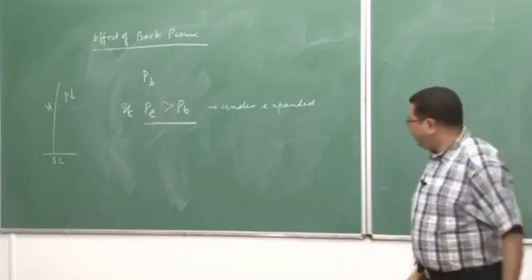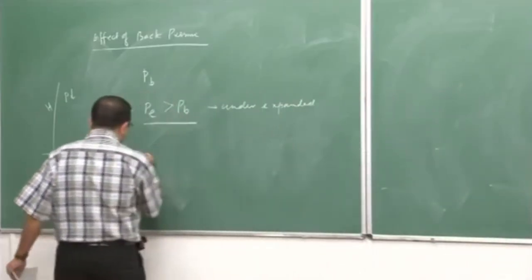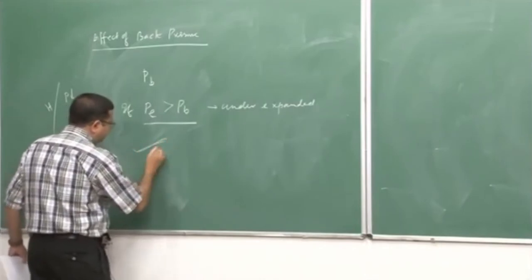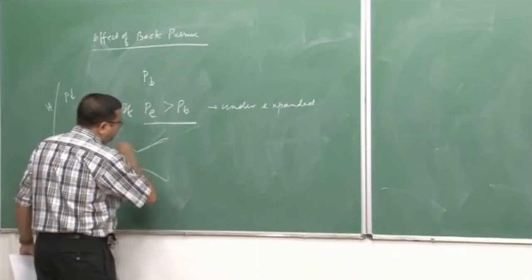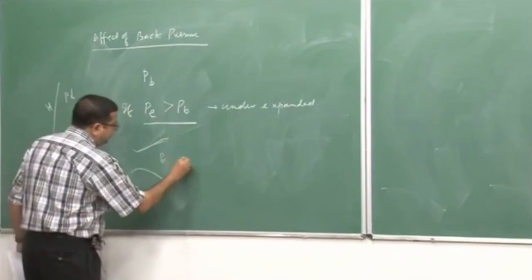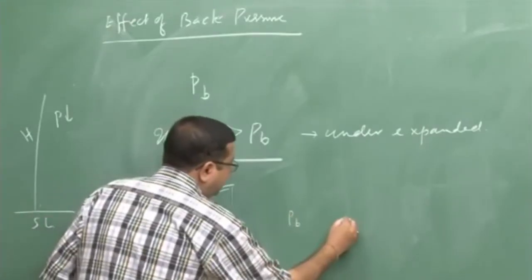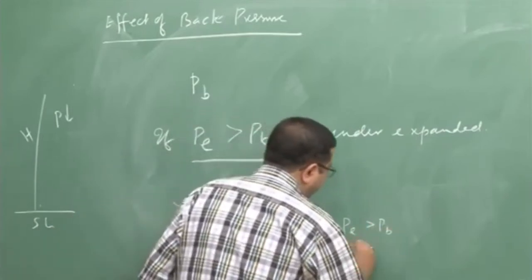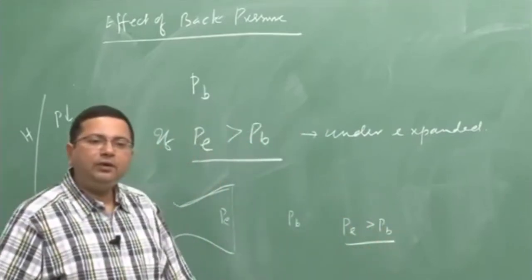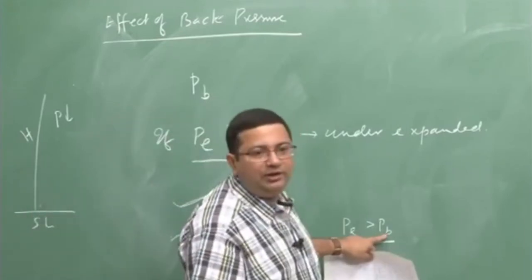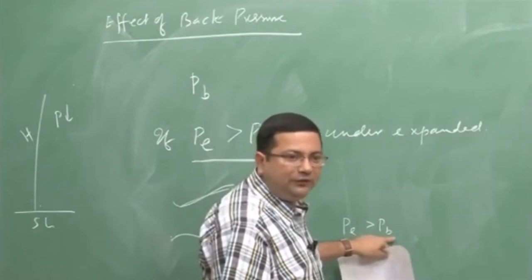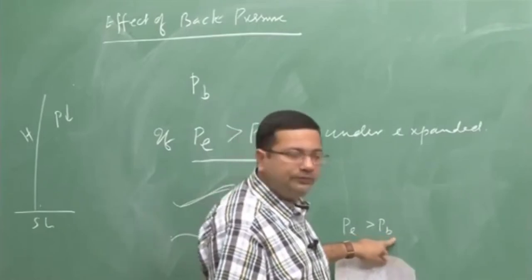Now, if we have an under expanded nozzle, what happens? Let us say this is our nozzle exit. We have an under expanded nozzle, this is P E, this is P B, and P E is greater than P B. So, now we have to have some further expansion outside, so that finally the mechanical equilibrium is satisfied.